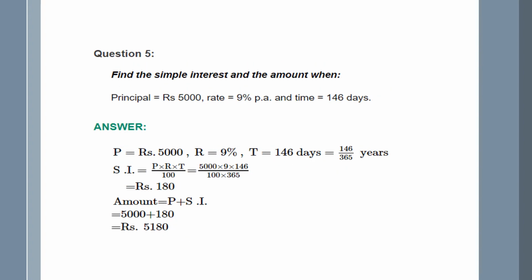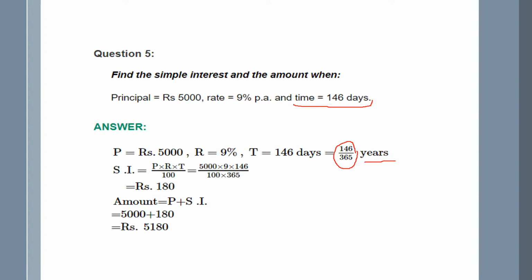So coming to the next question, question number 5, find the simple interest and amount. Here also one thing is different, that is time. Time is 146 days. Okay, but we need the time in years. So what you have to do: in 1 year there are 365 days, right? So you will divide 146 by 365, and you will get the time in years.